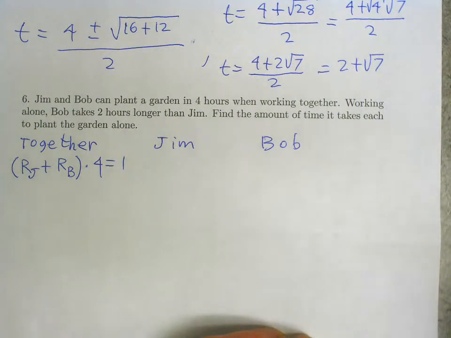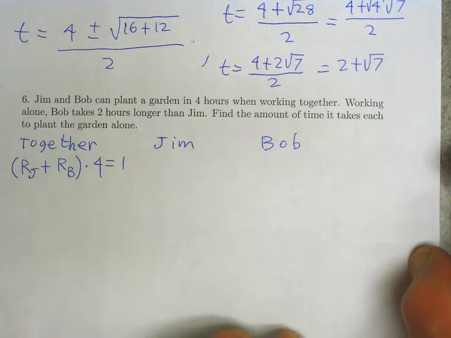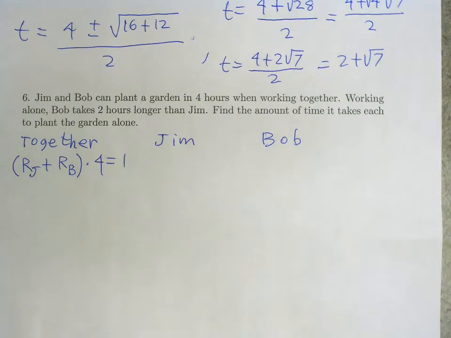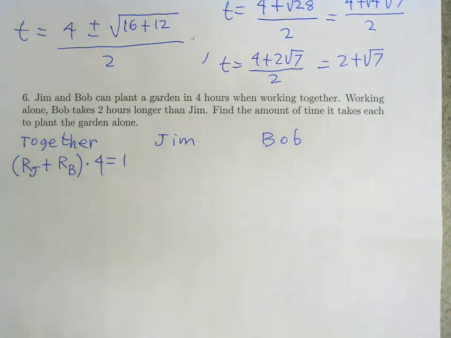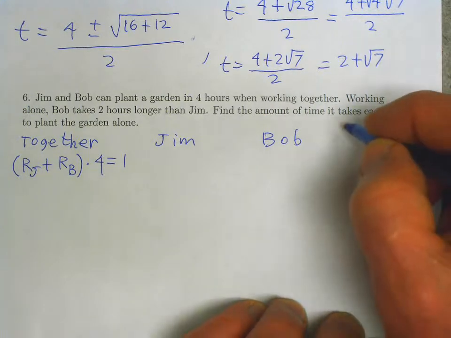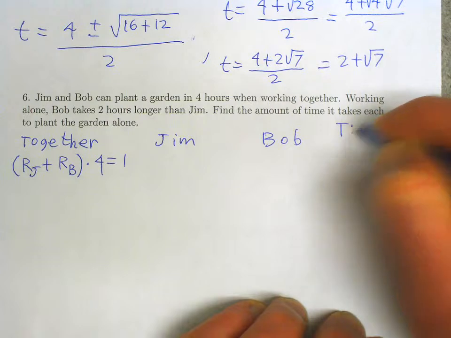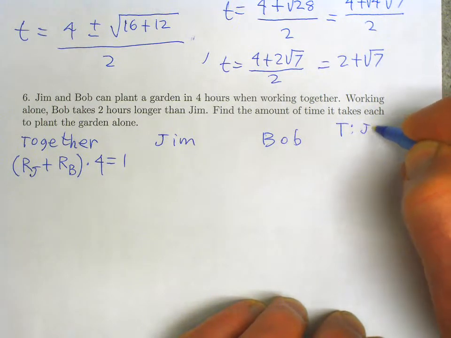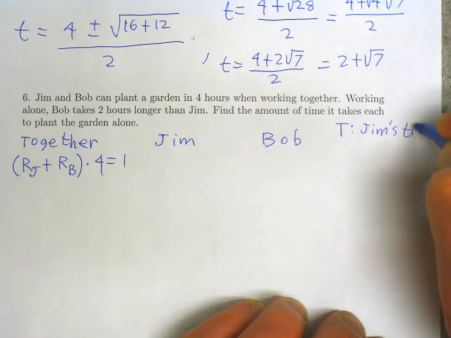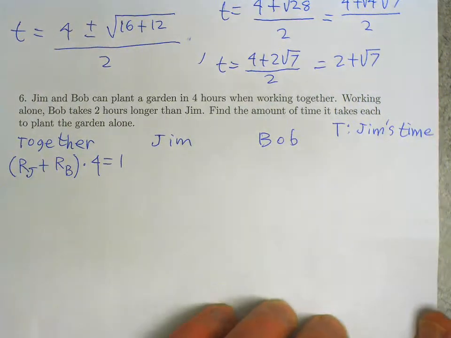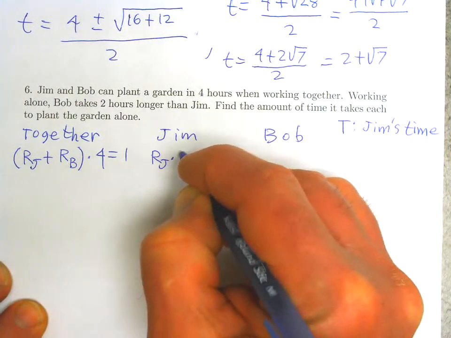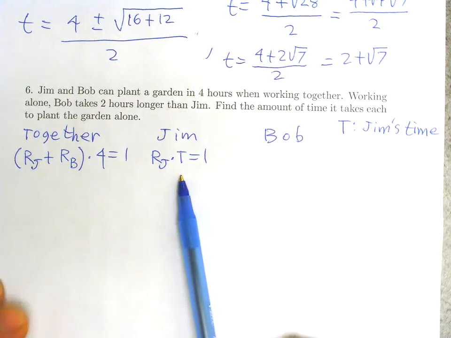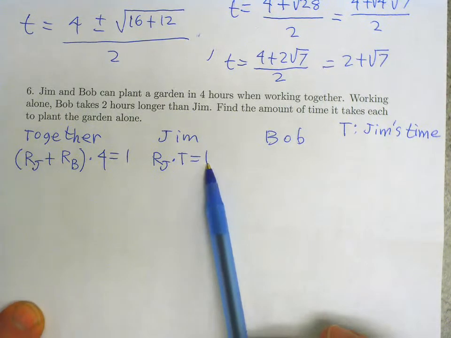So we need to pick a variable to represent the amount of time it takes one or the other. And then using that variable and this information about Bob taking 2 hours longer, we can represent the amount of time that the other takes. So I'm going to pick capital T to represent Jim's time measured in hours. So Jim takes T hours. So for Jim, we write his rate times T hours equals 1. So this means it takes Jim T hours to plant 1 garden.